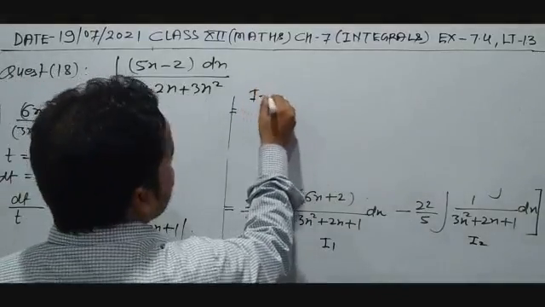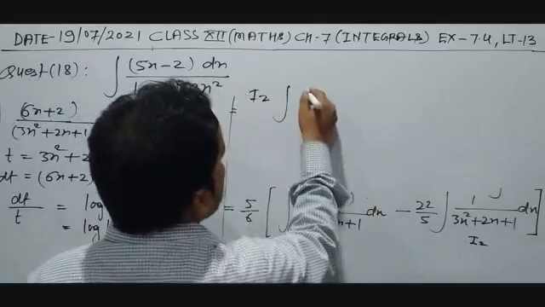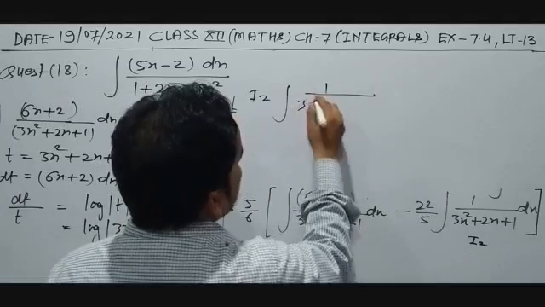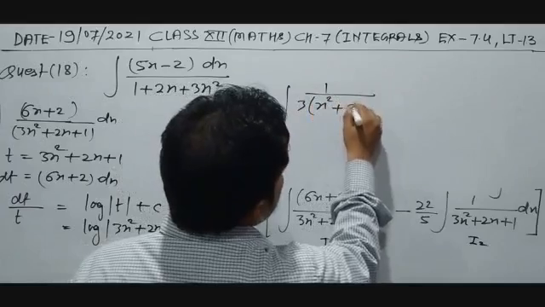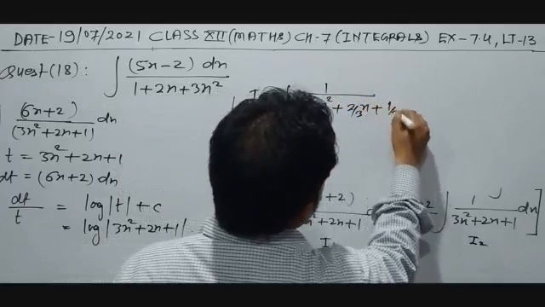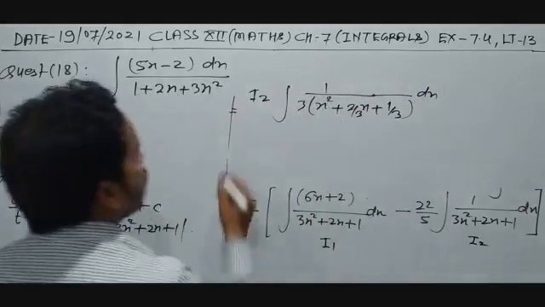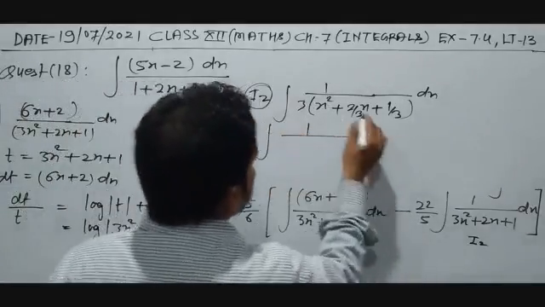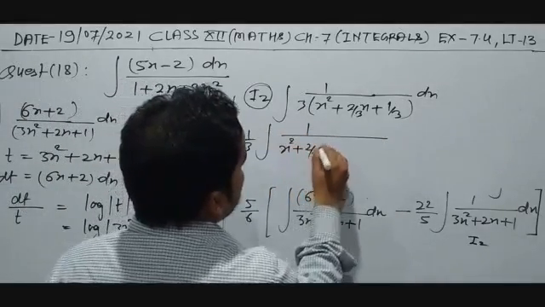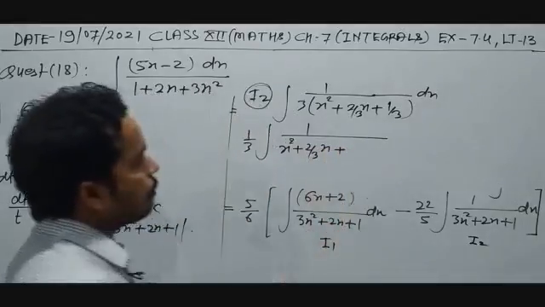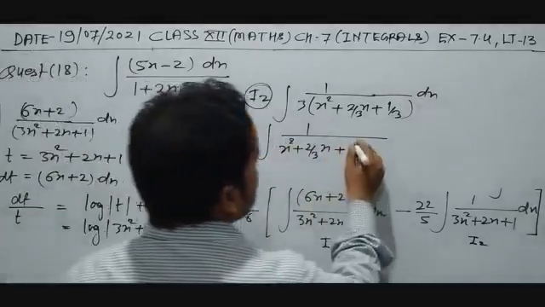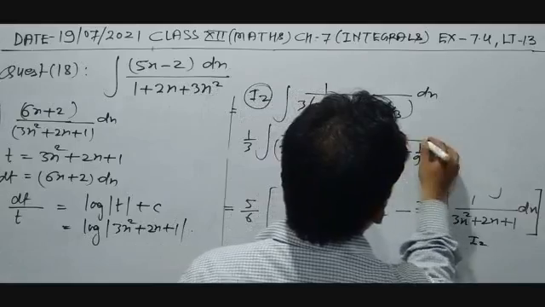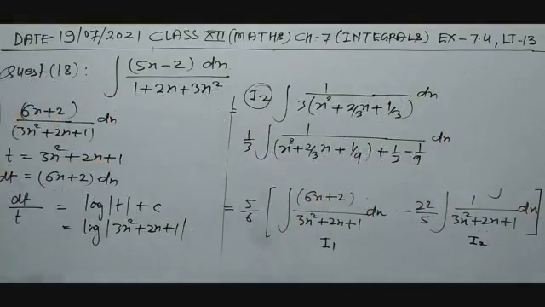the calculation of I2, the integral of 1 upon 3x² + 2x + 1. Suppose I have taken 3 common, so x² + 2/3 x + 1/3 dx. Now in the calculation of I2, 1/3 integral, this can be written as x² + 2x/3 plus half of the coefficient of x, that is 1/3, and 1/3 whole square is 1/9. So plus 1/9 and minus 1/9, we operate.